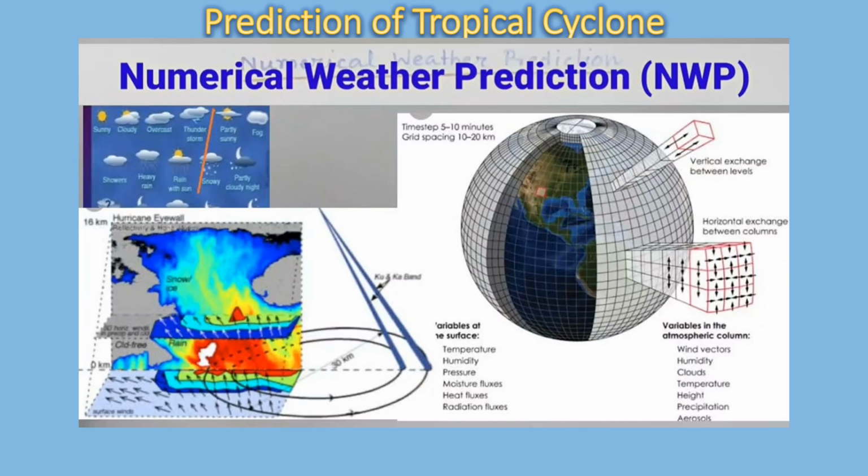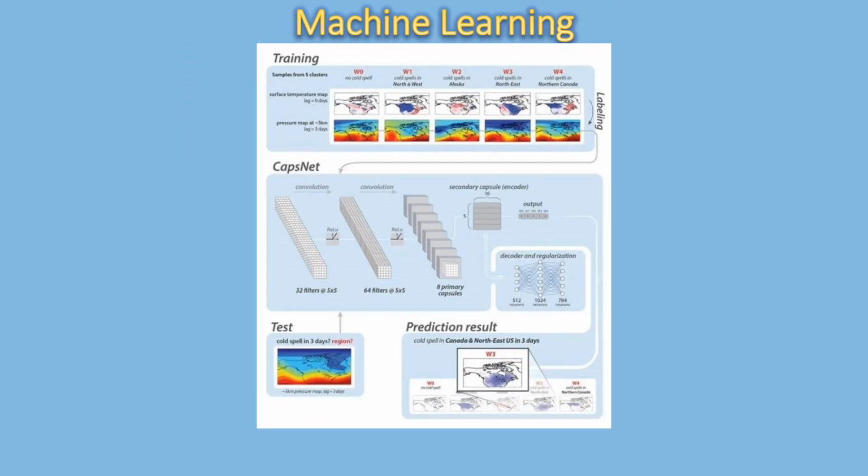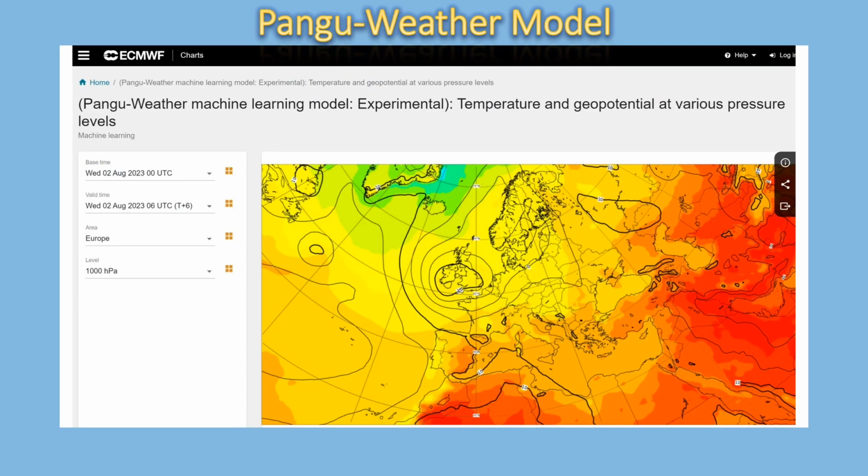Machine learning models are changing the game. These computer programs learn from past storms to improve future forecasts. Over time, ML models are getting better at predicting not just the path, but also the intensity of these storms, a crucial factor for emergency preparation.